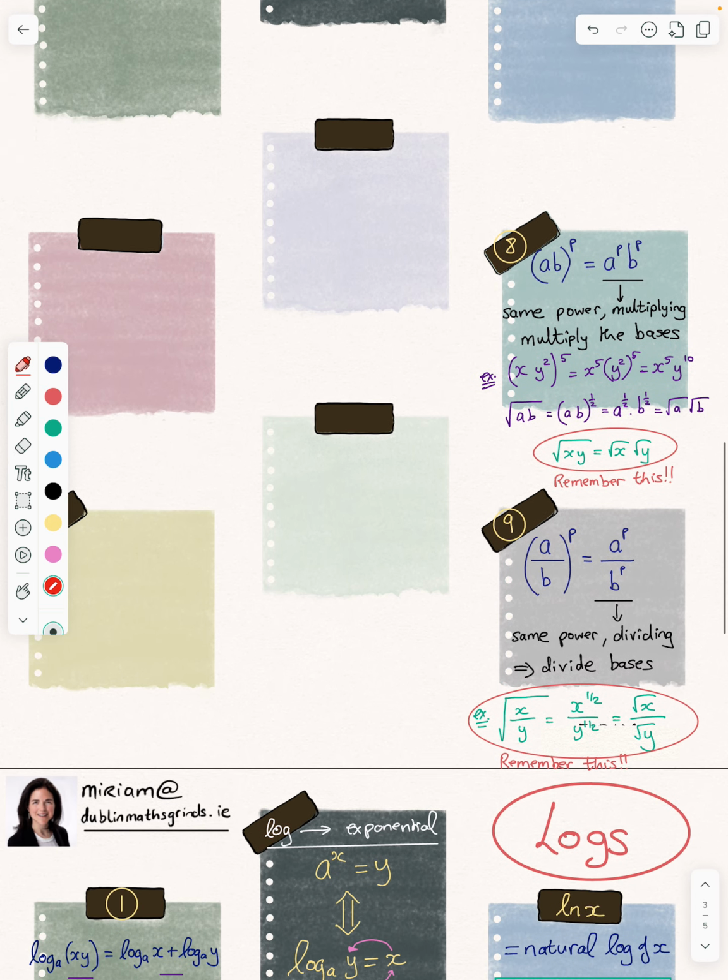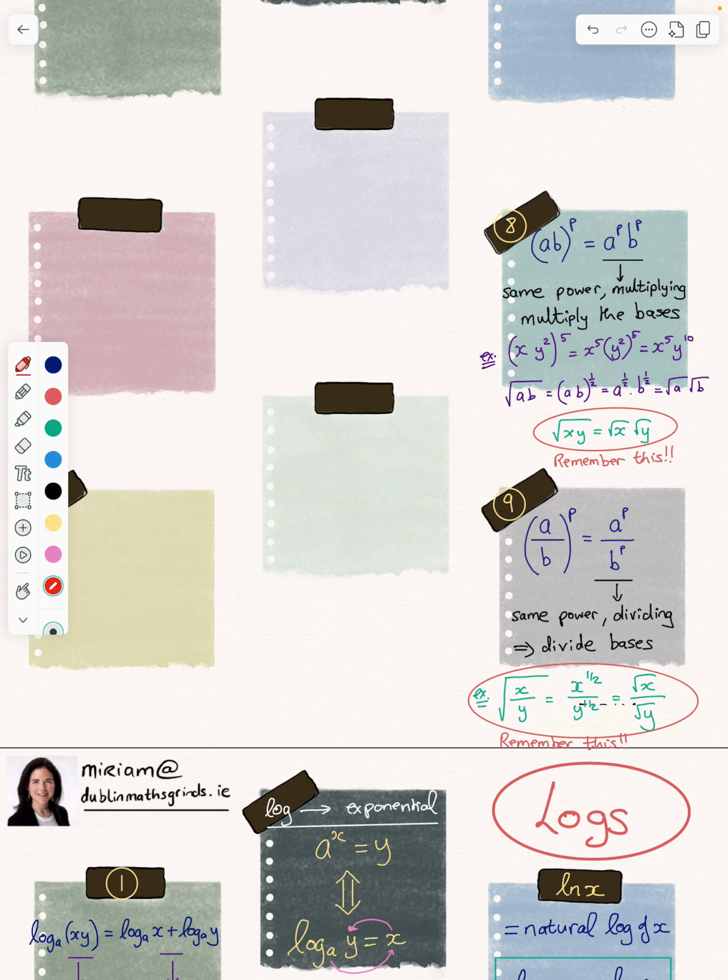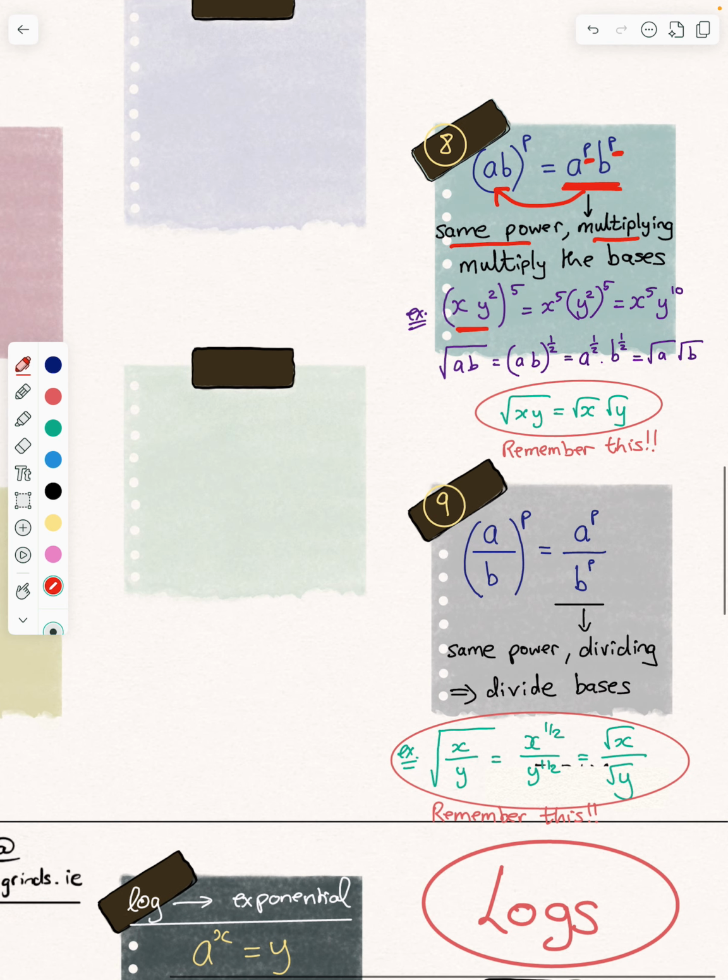And then 8 and 9, the last 2 on page 21. So this is different from the first 2. These are different because here, notice how you have the same power this time rather than the same base. So if you have the same power and you're multiplying, what you do is you multiply the bases. Okay, so take this example here. We have x times y squared to the power of 5. So the power of 5 goes on x, it also goes on y squared using this rule forward there. And then y squared to the power of 5 is y to the power of 10.